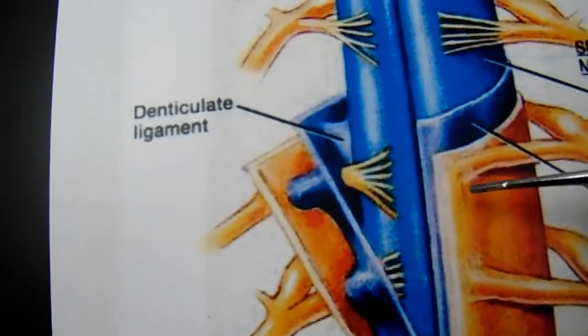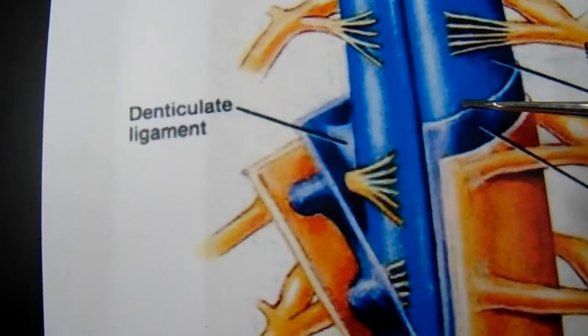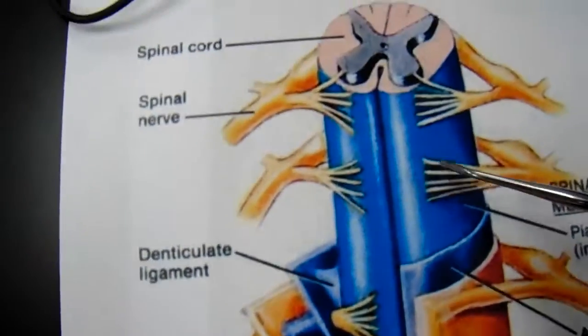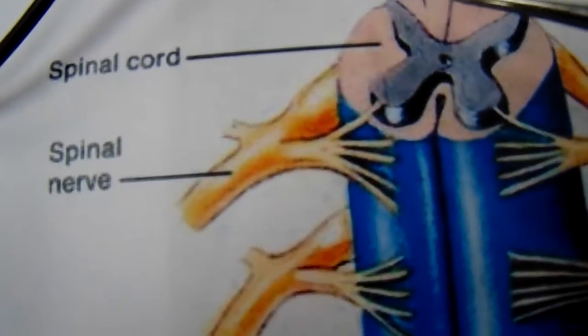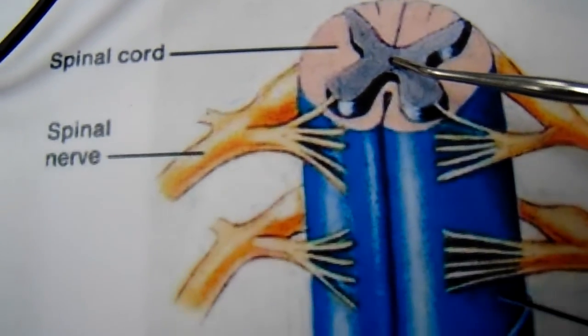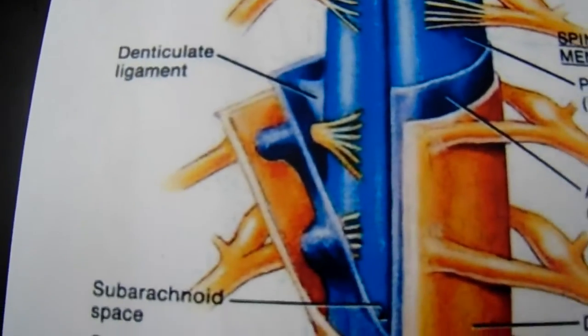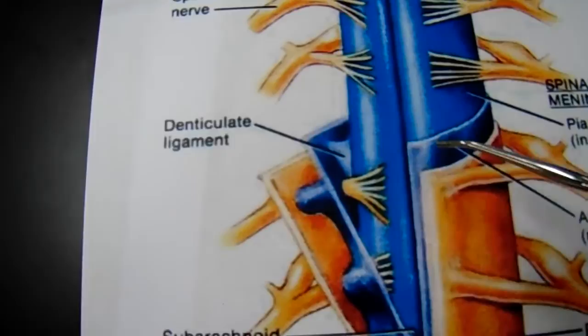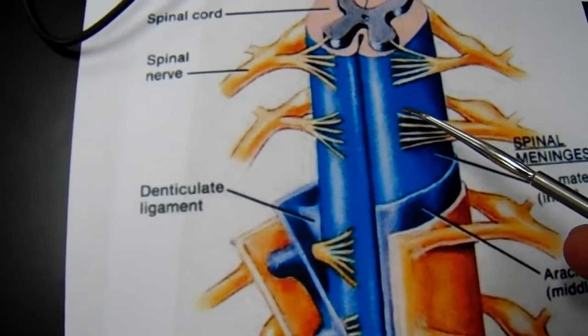Okay? Underneath the arachnoid layer, here's arachnoid space. It's filled with cerebral spinal fluid. Okay? And that little hole right there, the central canal, it's filled with cerebral spinal fluid too. So that's our meninges. Dura mater, arachnoid layer, and pia mater.